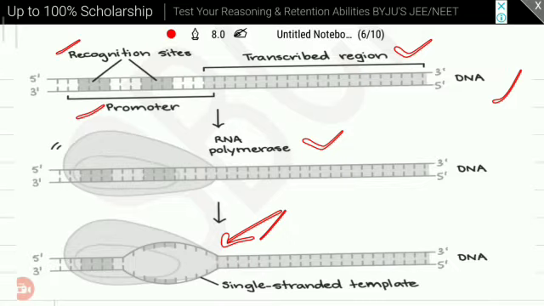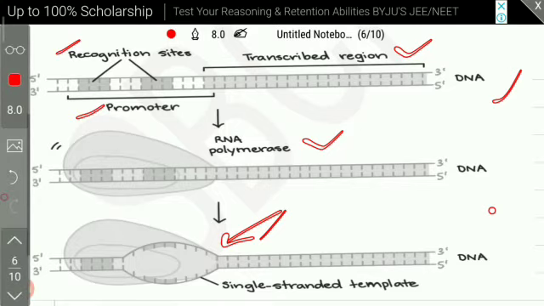In the initiation, what have we seen? We have seen the DNA where genes are present, and within the gene one transcribed region and one promoter region. Within the promoter region, RNA polymerase came and bound there, and once it bound, it opens the double-stranded DNA into two single-stranded templates. That is what we have seen.